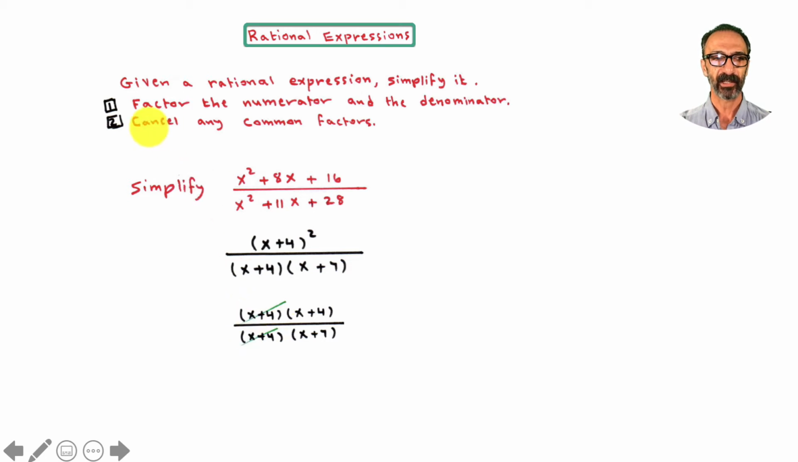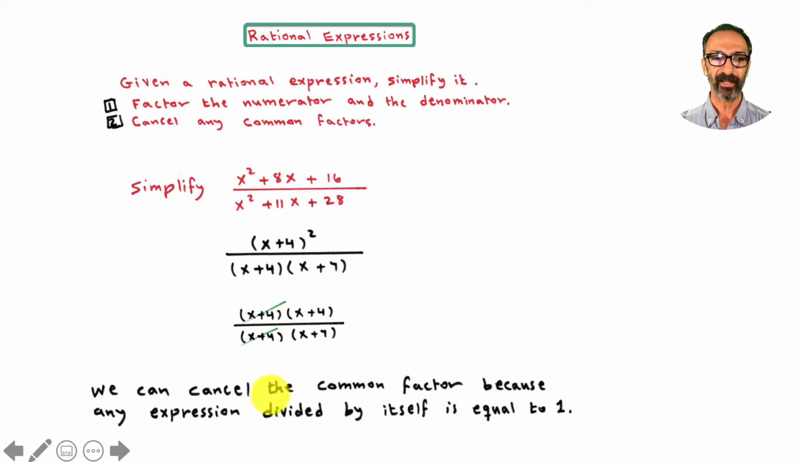Cancel. As you see, cancel any common factors. And we can cancel the common factor because any expression divided by itself is equal to 1. That's one way to say it. So that's like 1. 5 over 5 is just 1. So that's how we simplify rational expressions.